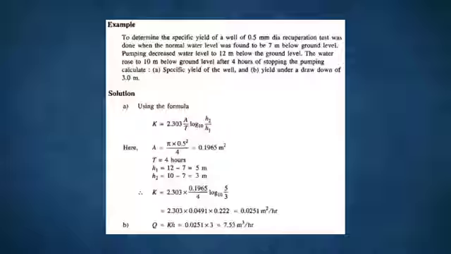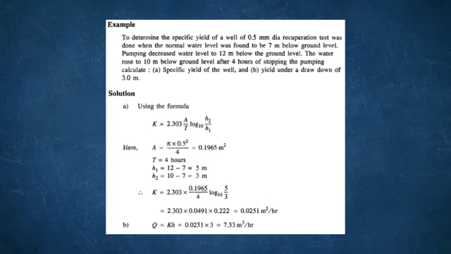So T = 4 hours, put here, and H1 = 12 - 7, this is 5 meter, and H2 = 10 - 7, so the value is 3 meter. Put the value of H2 and H1 here and the value of A. So we got, on simplification, K = 0.0251 meter square per hour.